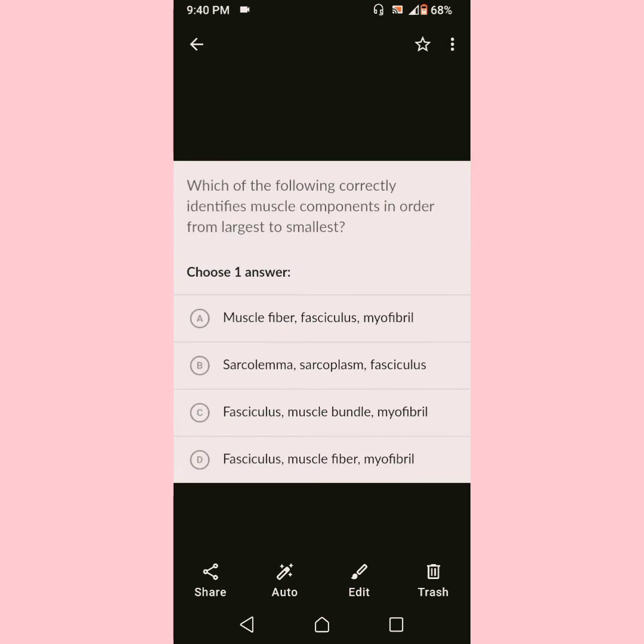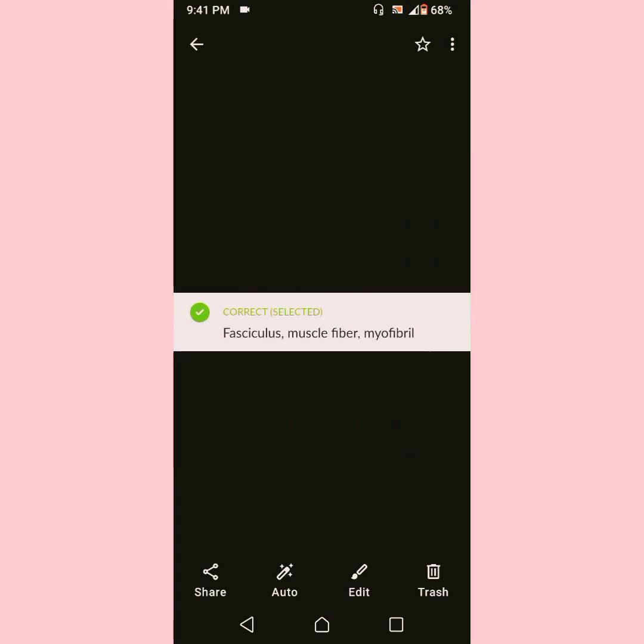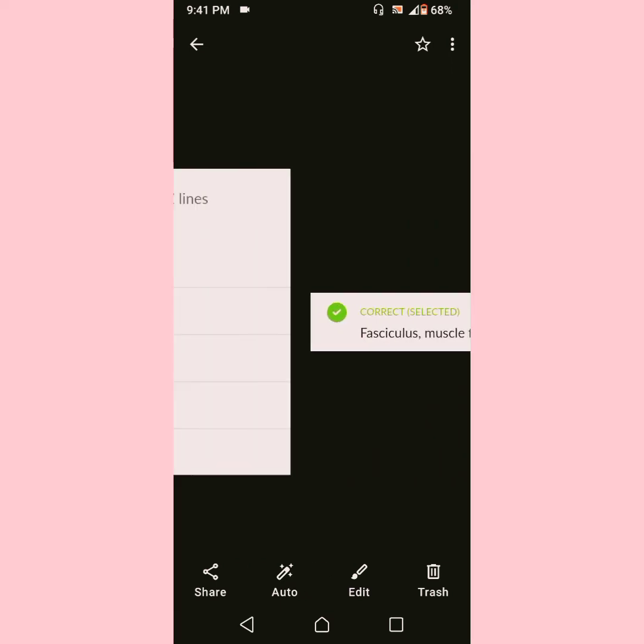Next MCQ is which of the following correctly identifies muscle components in order from largest to smallest? Option A muscle fiber, fasciculus, myofibril, option B sarcolemma, sarcoplasm, fasciculus, option C fasciculus, muscle bundle, myofibril, option D fasciculus, muscle fiber, myofibril. The correct option is fasciculus, muscle fiber, myofibril.